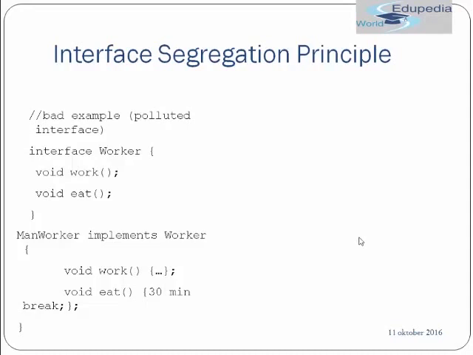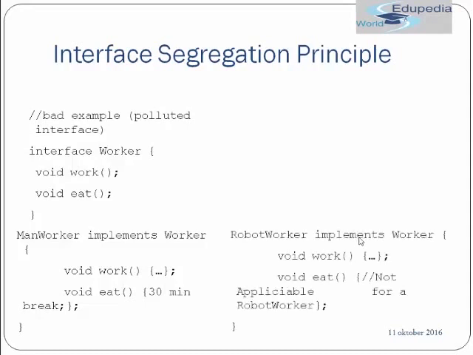So now for the man worker, it could be possible that the man worker doesn't need to work. Then your man worker must implement the work method also, although it doesn't need it; it just needs the eat method, that's it. So why force the man worker to implement work also?